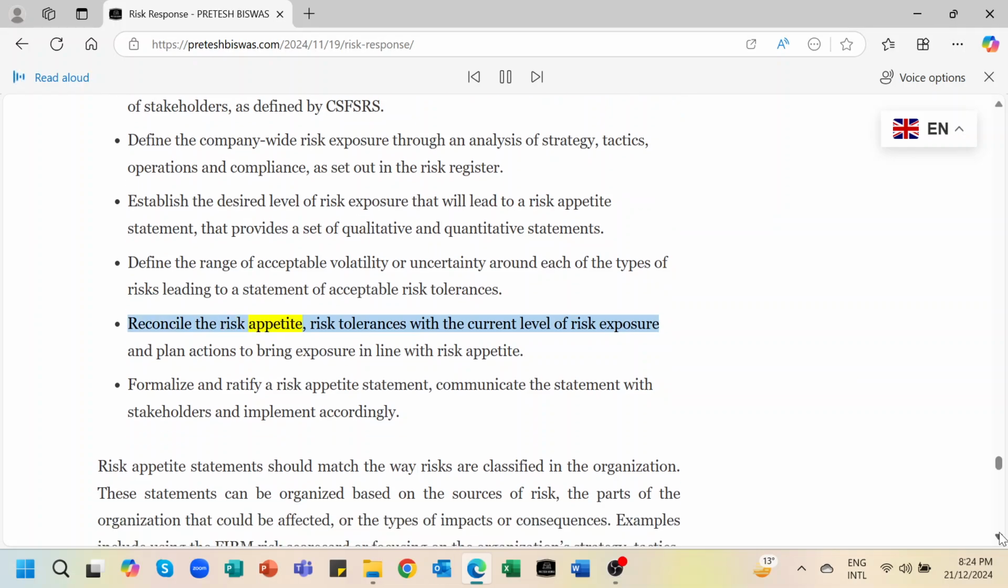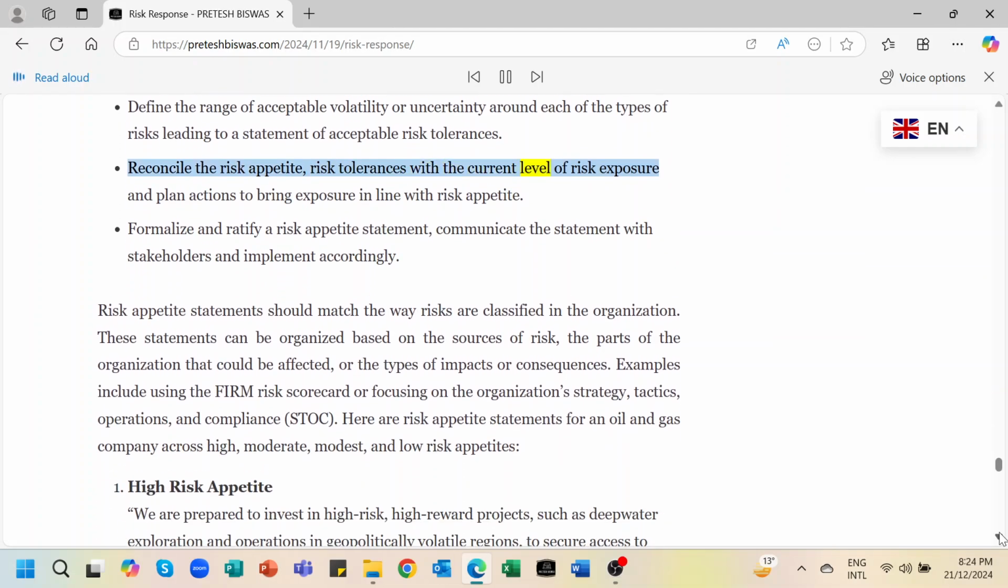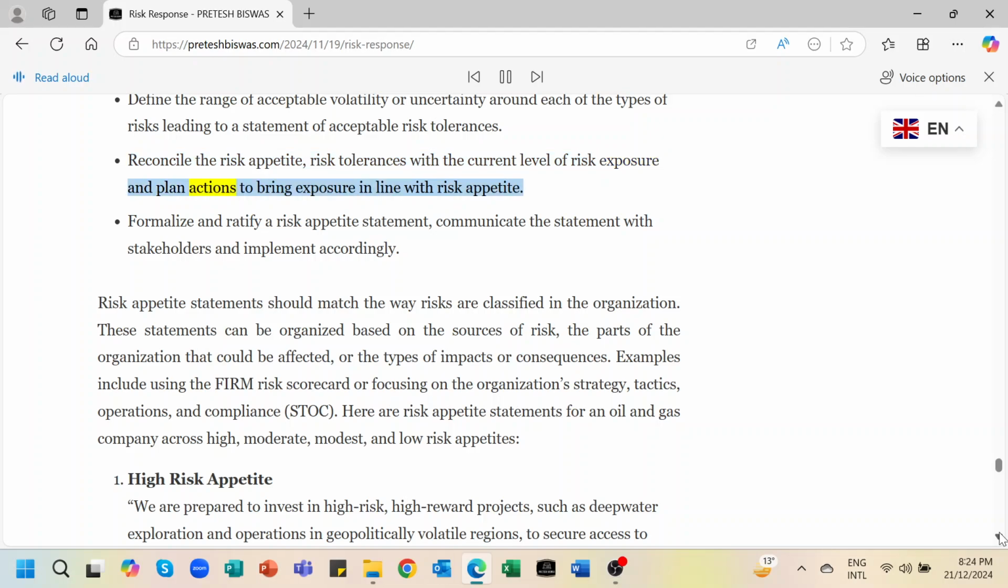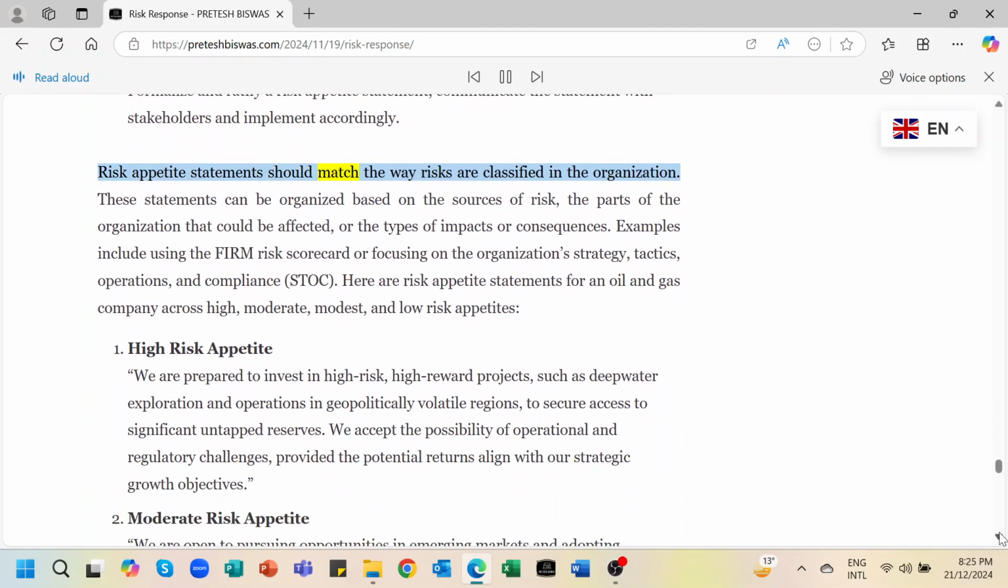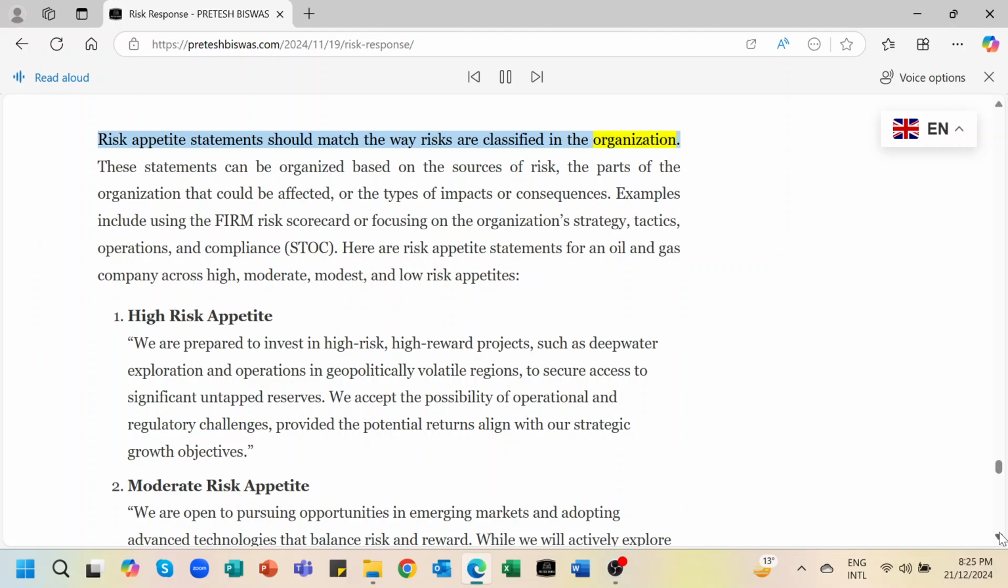Reconcile the risk appetite and risk tolerances with the current level of risk exposure, and plan actions to bring exposure in line with risk appetite. Formalize and ratify a risk appetite statement. Communicate the statement with stakeholders and implement accordingly.